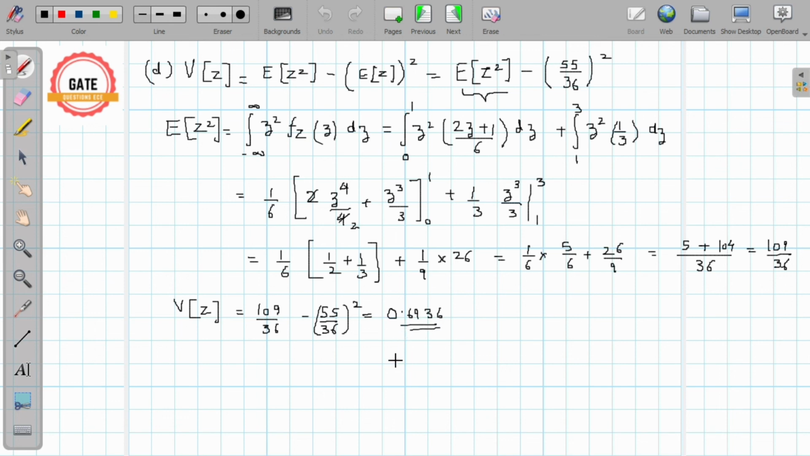There is another method to calculate the expectation of Z and expectation of Z square and variance of Z without calculating the PDF of Z. That method I will be discussing in next video.